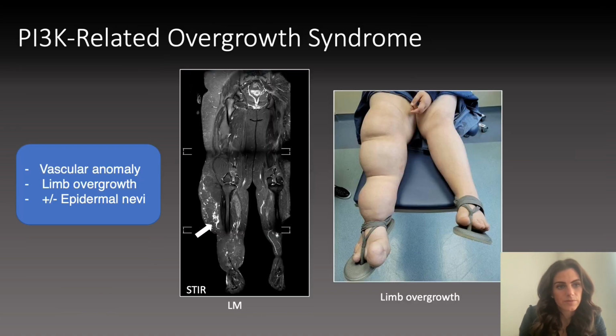PI3K-related overgrowth syndrome is characterized by vascular anomalies. These patients can have any type of vascular anomaly, as well as limb or occasionally truncal overgrowth, and they may or may not have epidermal nevi. You can see this patient had very severe limb overgrowth of that lower extremity, and this patient also had a lymphatic malformation in that same leg.